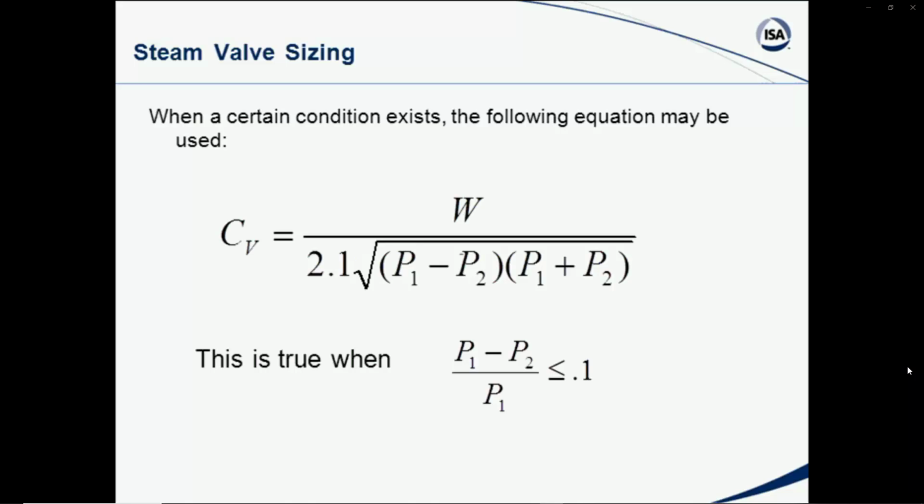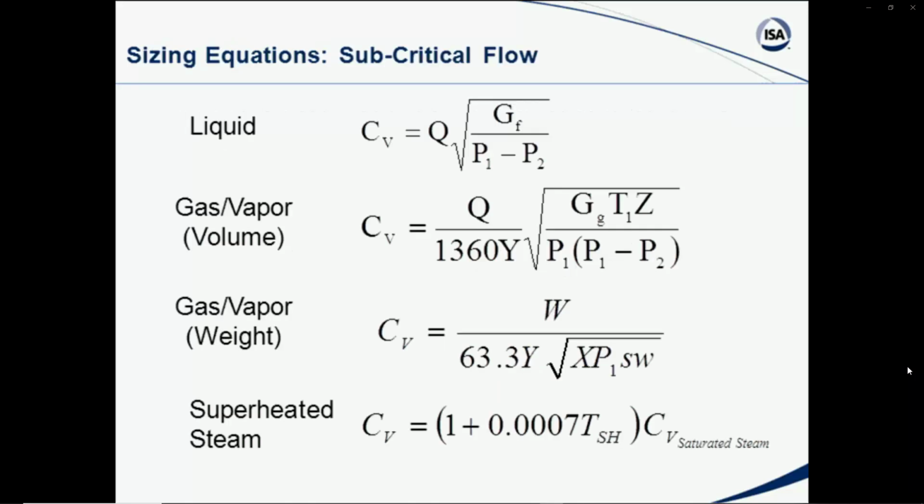This would mean if you have a relatively low pressure drop compared to your upstream pressure, that you can just take the pounds per hour of steam divided by knowing only the pressures P1 and P2, taking the differential and adding them together, and you can actually calculate the C sub V required for that particular valve. That's a handy equation. It's neat to use at least to check out an answer.